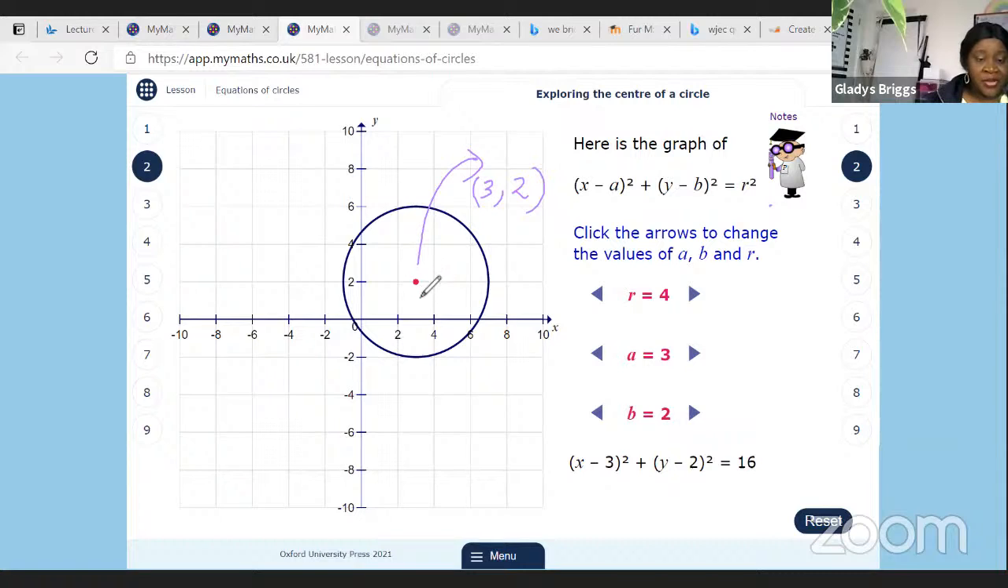You can see that when it's on 3 here, the radius takes it all the way up to what? 7. 3 plus 4 is 7. Yeah, so it ends up on 7. So you can see how the circle is moving on the coordinate plane.